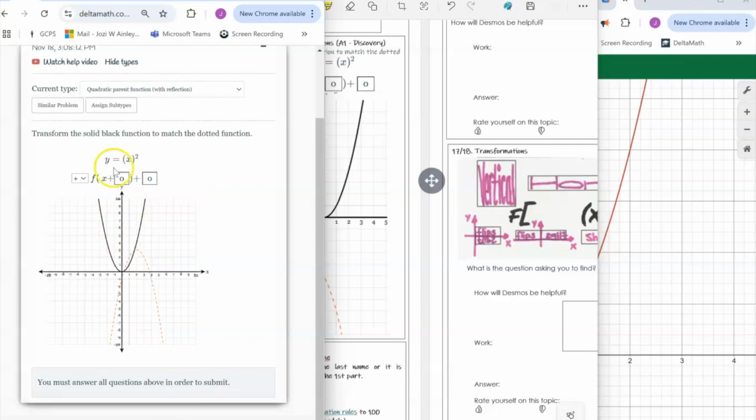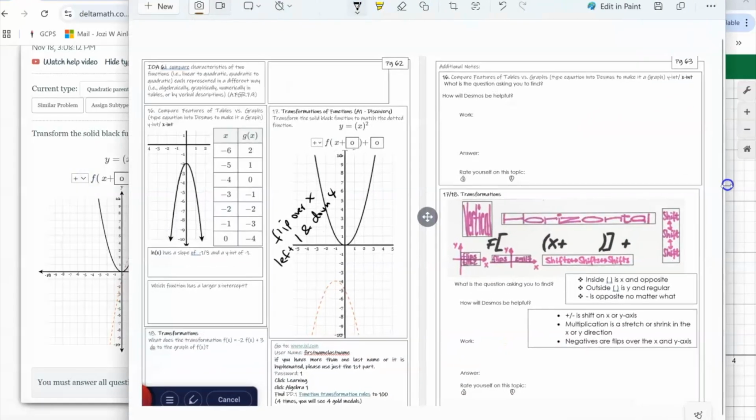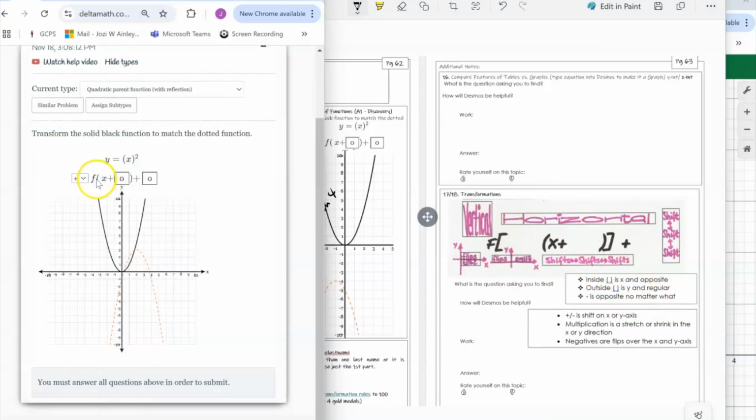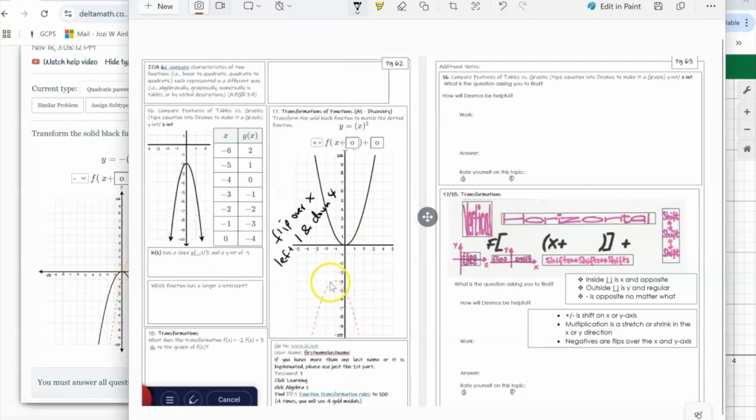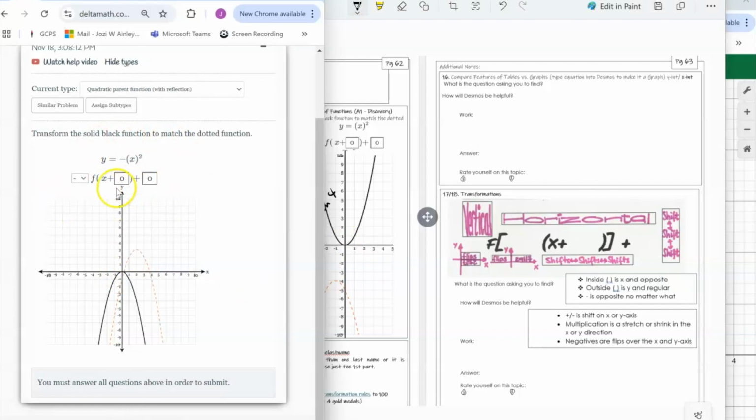Now, I didn't get the same question, so I can't mess around with it here. But if I want to flip it, I'm going to put, remember, negatives are opposite no matter what, right? So if I look at my notes, it says negatives are opposite no matter what. So outside is supposed to be y, inside is supposed to be x. All right, well, this right here is outside my main parentheses. Here's my parentheses. It's outside, so I would think it's supposed to be y, but negatives are opposite no matter what. So this one is going to flip it over the x. So when I make that negative, it automatically flips it. Then I want to do some moves, because now it's going to move from here to here. But in your question, it's moving from here to here. Now, again, this is just me showing you how this is working.